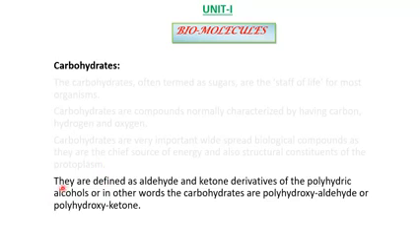So what is the actual definition? They are defined as aldehyde and ketone derivatives. Aldehydes means RCHO, ketones means RCOR. So they are the aldehyde and ketone derivatives of polyhydric alcohols, or in other words, carbohydrates are polyhydroxyaldehydes or polyhydroxyketones. So basically the functional groups will be OH and CHO.